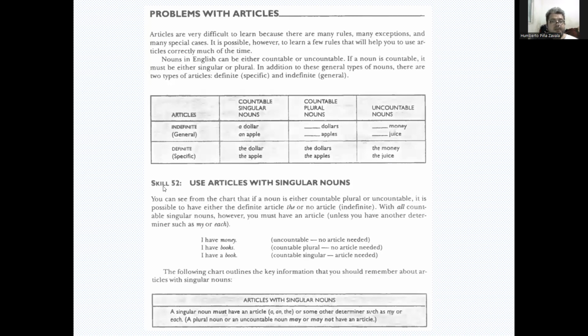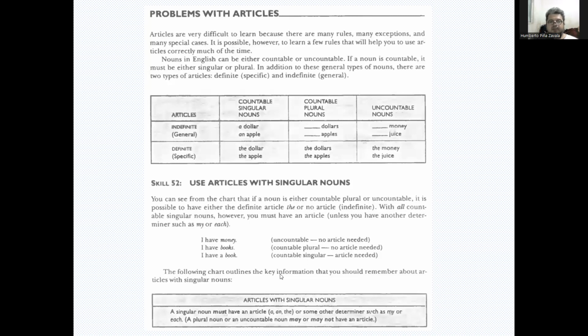All right. So on the chart, use of articles with singular nouns. You can see from the chart that if a noun is either countable plural or uncountable, it is possible to have either the definite article, the, or no article, indefinite. With all countable singular nouns, however, you must have an article, or have another determiner, such as my or each. For example, I have money, right? Money is uncountable, so we don't need an article. I have books is plural, countable, so we don't need an article. And I have a book, this is countable singular, so we need an article, a.